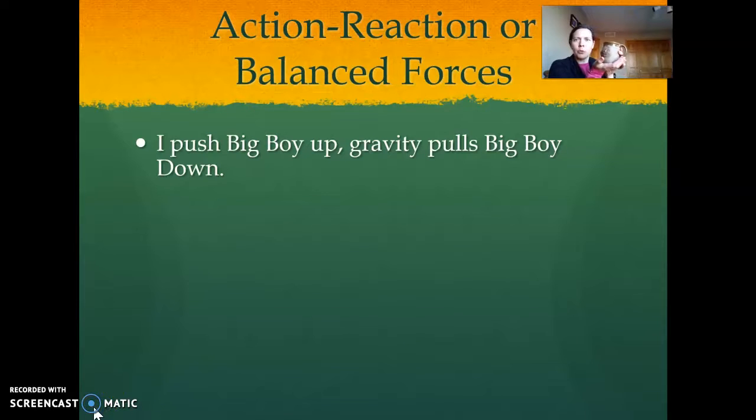So I don't have big boy with me today. I've got my coffee mug. So I push the coffee mug up. Gravity's pulling the coffee mug down. These are balanced forces. Both forces are acting on the coffee mug, causing it to stand still. It's causing it to stay at rest. So that's an example of balanced forces. They're both acting on the same object, canceling each other out. That's balanced.